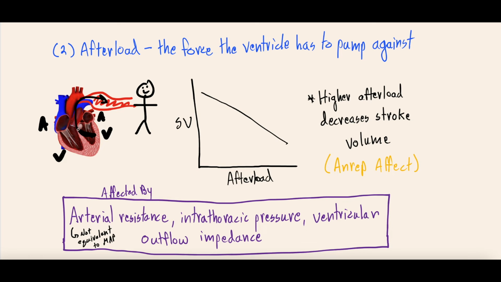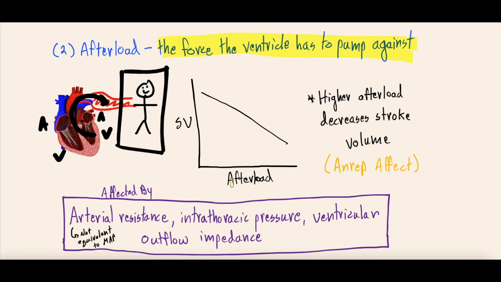The ventricle pumps blood out of the aorta to the rest of the body. Look, they're happy as a clam. This person's getting a great blood flow. But that ventricle has to squeeze against the pressure in the arterial system and across the aortic valve and all that. And that is the afterload. It's the force the ventricle has to pump against.